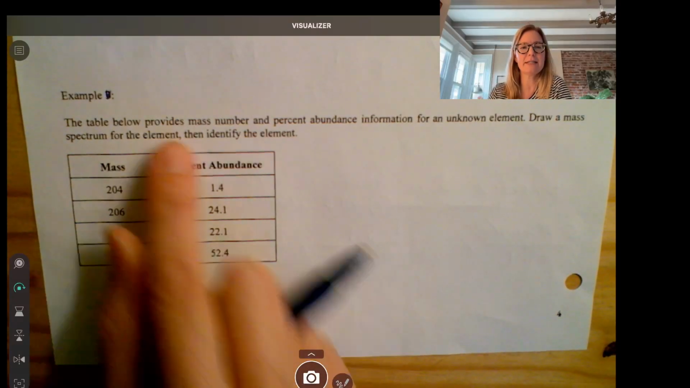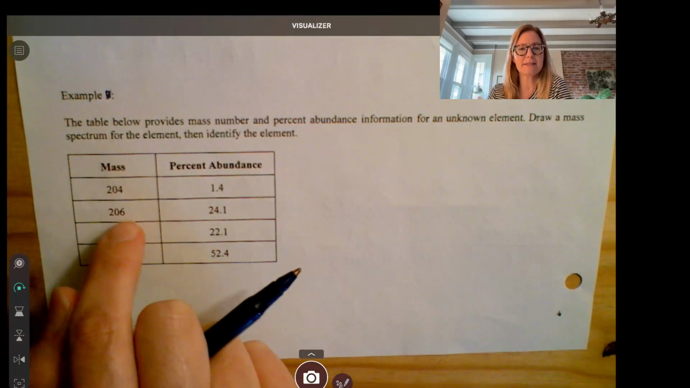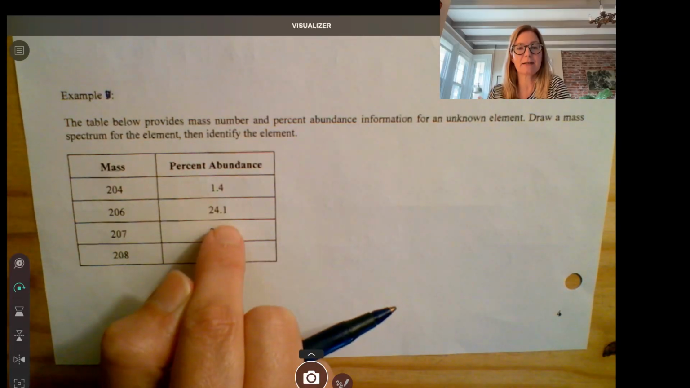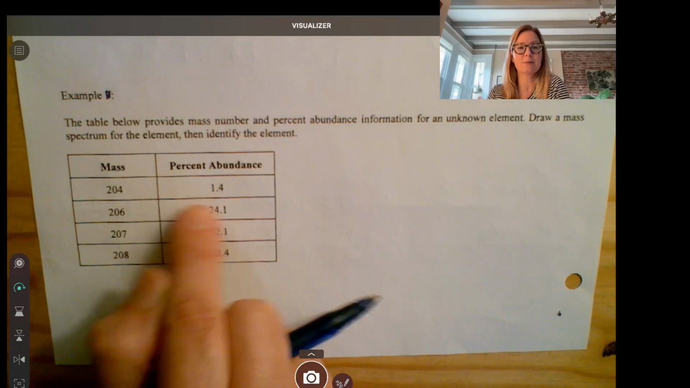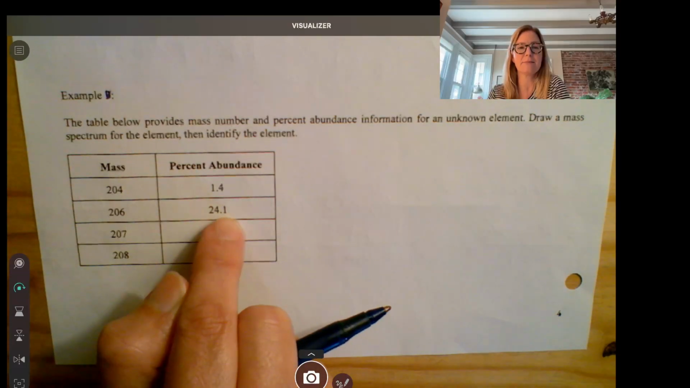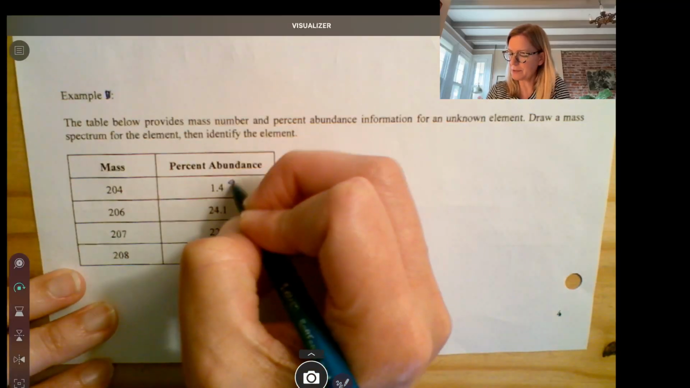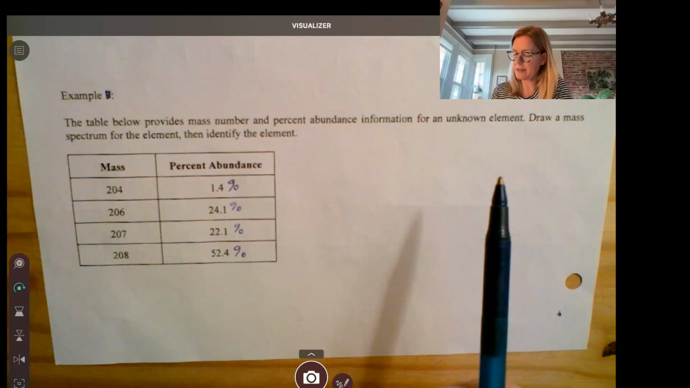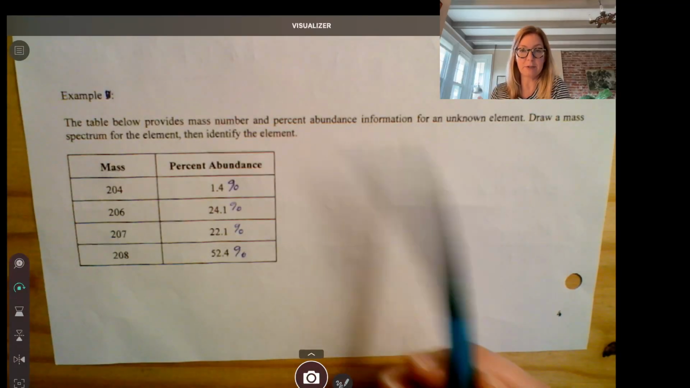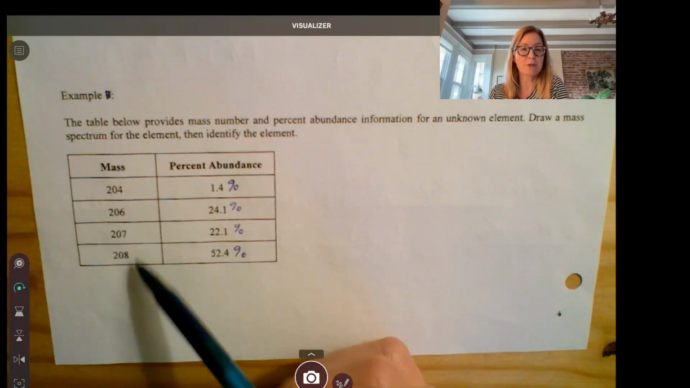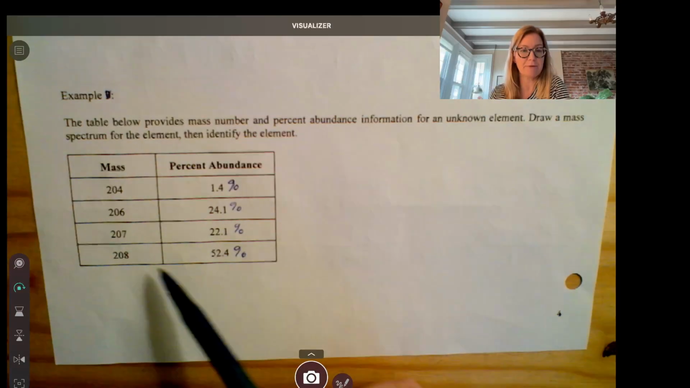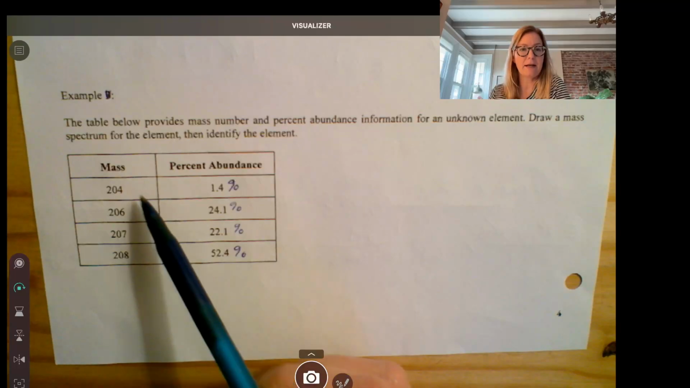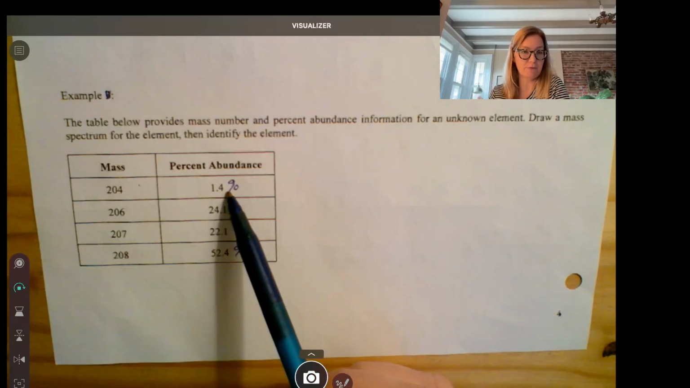So what we have here is a chart that shows the masses of different isotopes of an element and the percent abundance, which is the percent of all the atoms of this element with this mass, okay? So I'm going to put a little percent sign after each of these, okay? We can see this element, we don't know what element it is, has 4 different isotopes. The most common isotope by far is the one with the mass of 208. That's about half of them. And the least common isotope is the one with the mass of 204, okay?